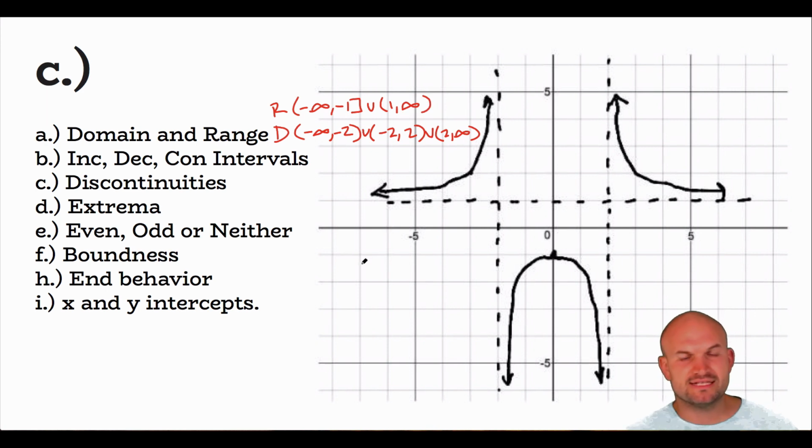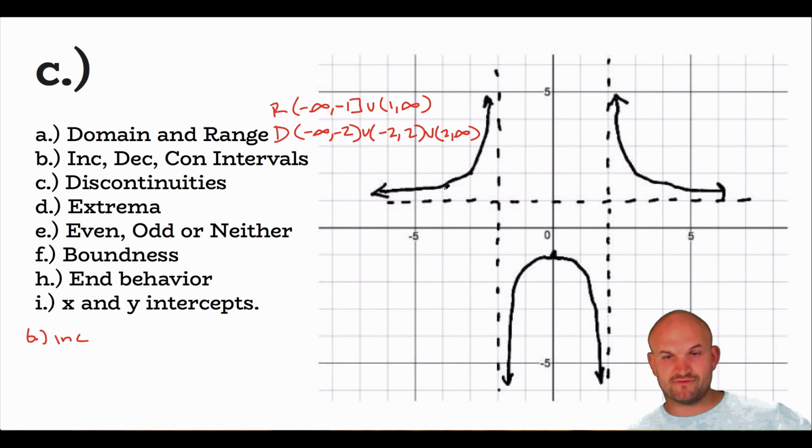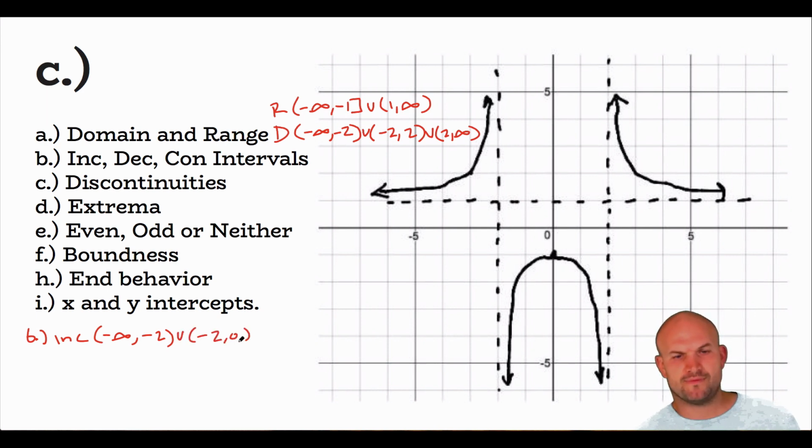All right, so increasing intervals. Man, there's a lot going on here. So let's do B down here. So the graph is increasing. As we're reading this graph from left to right, the graph is increasing from negative infinity to negative 2. The graph is increasing here from negative 2 to 0. So I'll just do negative 2 to 0.